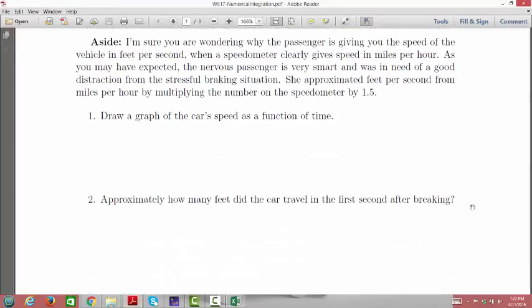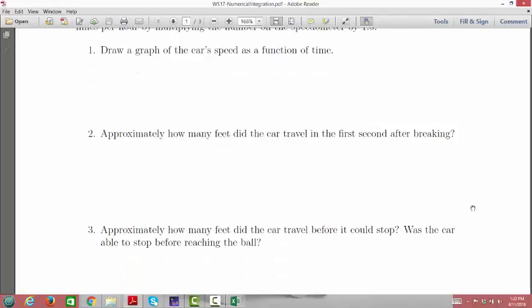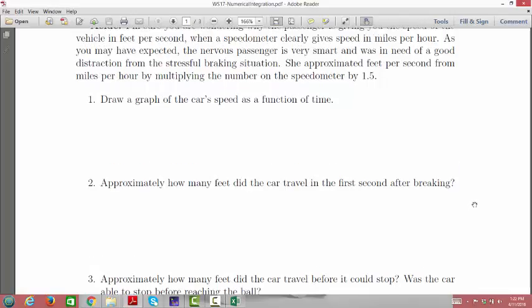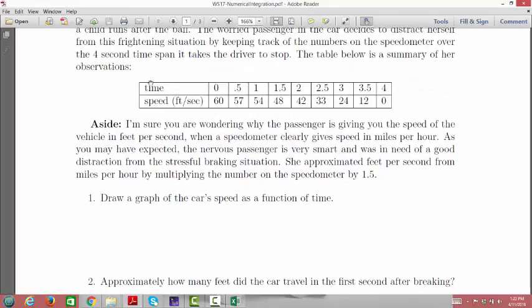That was part 1. Part 2 says, approximately how many feet did the car travel in the first second after braking? Well, we don't know exactly, but we can get a good idea. We could take this first second and say we have a little bit of snippet of information. Right away we were going 60 feet per second. We immediately braked and slowed down. And then at about half a second we were going 57 feet per second. And at 1 unit of time we were traveling 54 feet per second.